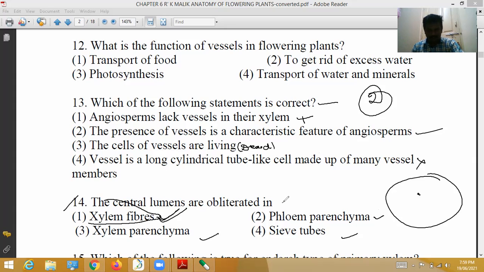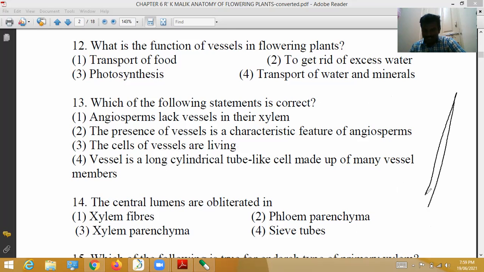So the correct option for this question is 1. Xylem fibers. Generally, xylem fibers are also called xylem sclerenchyma. They are sclerenchyma fibers, actually dead cells with much thicker walls and overlapping ends. See here, I will show overlapping ends, like this way.